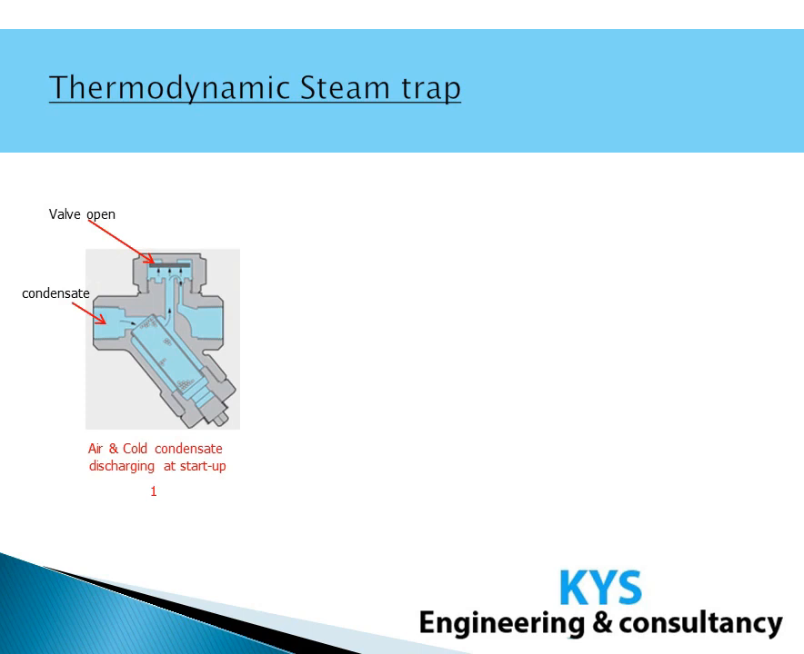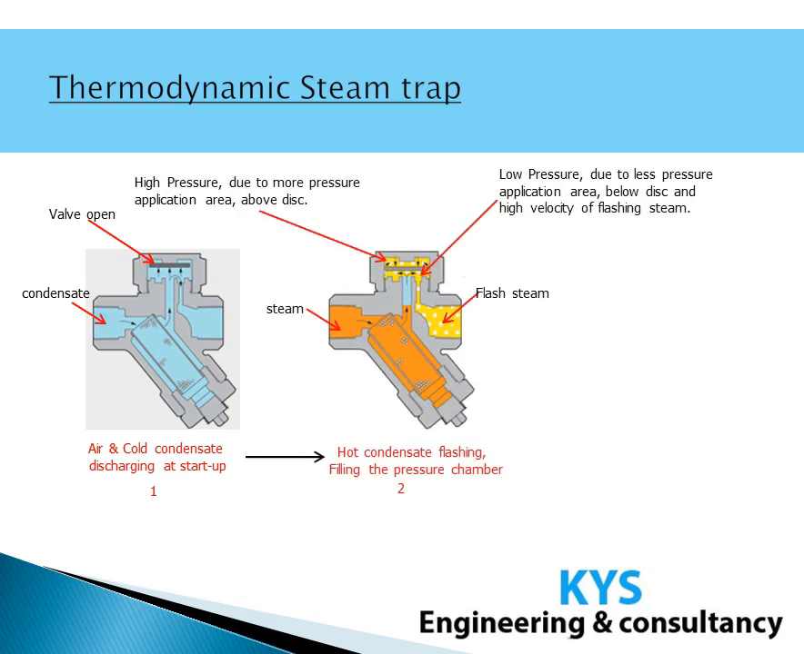At startup, the incoming cold condensate and air pushes the disk up and gets discharged easily. When hot condensate flows, the trap is still open and discharges condensate. But high velocity of flowing hot condensate creates a low pressure under the disk. Due to low pressure, flashing of steam happens, which fills in the flash chamber.